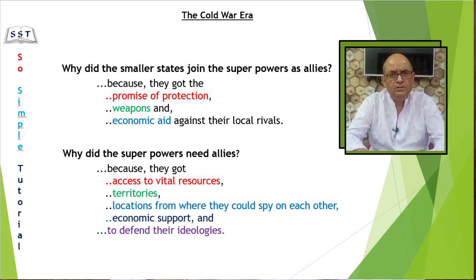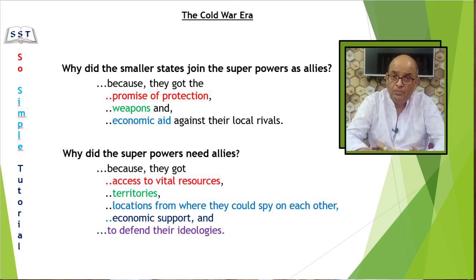The next important thing is location. The superpowers got access to locations wherefrom they could secretly keep an eye on the movement of the enemy. That means wherefrom they could spy on each other. Then comes economic support. The small states could also be an economic support. That is, at times of need, the small allies could collectively help pay for military expenses.